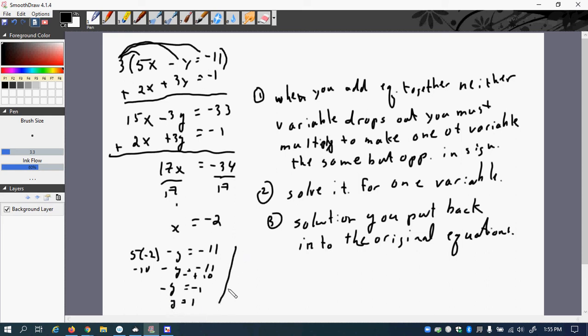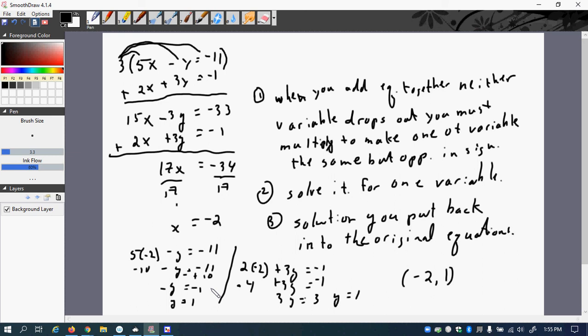Do the same thing, but with the other equation. 2 times negative 2 plus 3y equal to negative 1. Negative 4 plus 3y equals negative 1. So I'm going to subtract, oh, I'm sorry, this is negative. So I'm going to add 4 to both sides. So I get 3y equal to 3. And so y is 1. So my solution is negative 2, 1. And it worked. I got the same answer for both y values. So I know I did it correctly. So that's kind of the idea of how you do that.